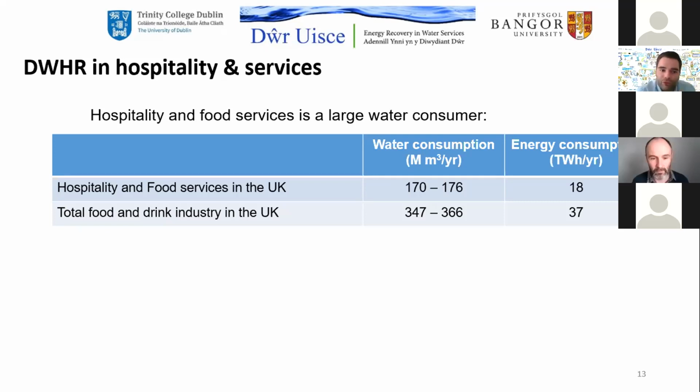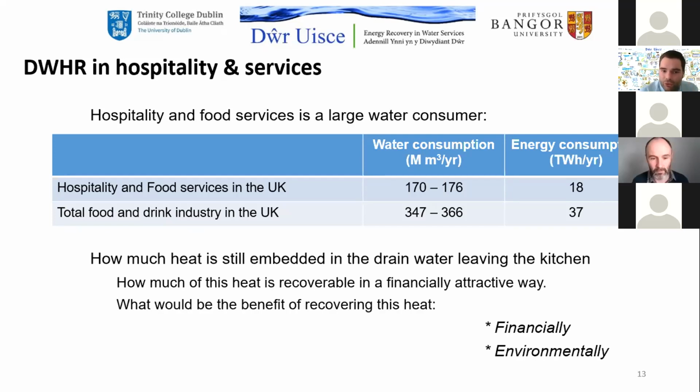And then the total food and drink industry is around 350 million cubic meter per year. That's roughly the equivalent of Belgium, where I'm from. And so the idea of our research was to look at how much heat is still embedded in this drain water, and what is actually realistic to recover from that wastewater, both in financial and environmental terms.